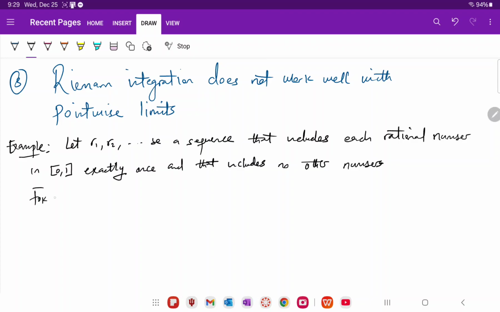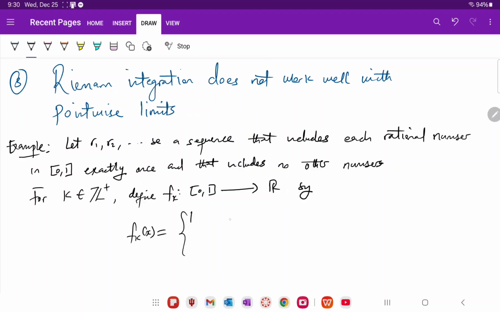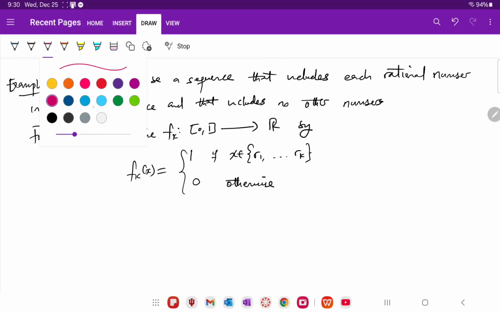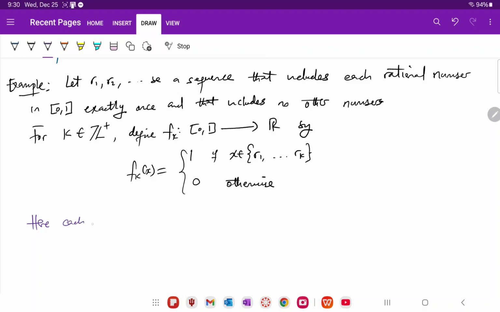So for k a positive integer, we define a sequence of functions f_k from [0, 1] to R by f_k(x) equals 1 if x belongs to {r1, ..., rk} and 0 otherwise. So here each f_k is Riemann integrable.